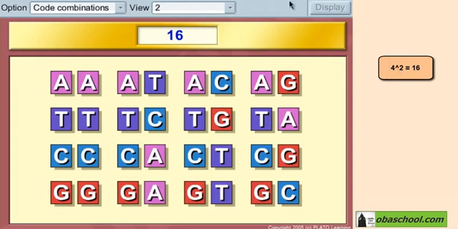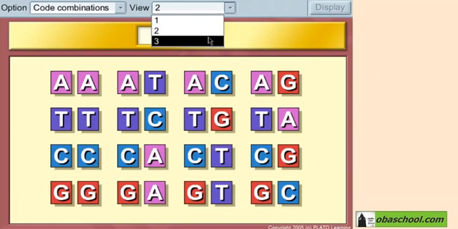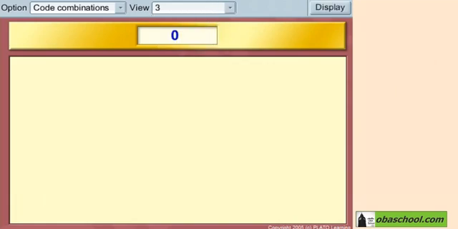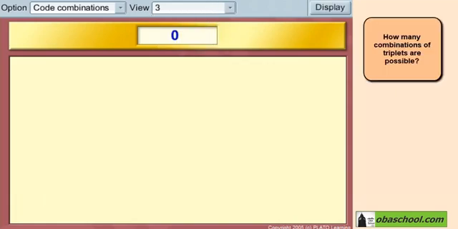So for example, if I want to make combinations of triplets, what do you think is the number of combinations I can make? Remember, we have 4 options, so 4 here is the base number, and n is the number of nucleotides we want. In a triplet, we have 3 nucleotides, so n equals 3. What is 4 to the power 3?